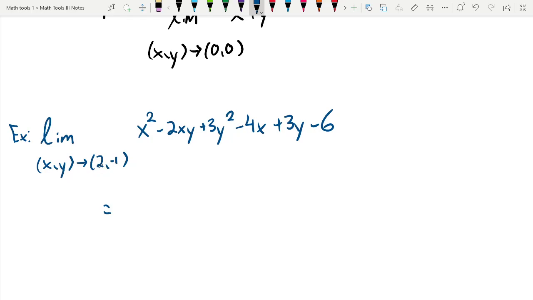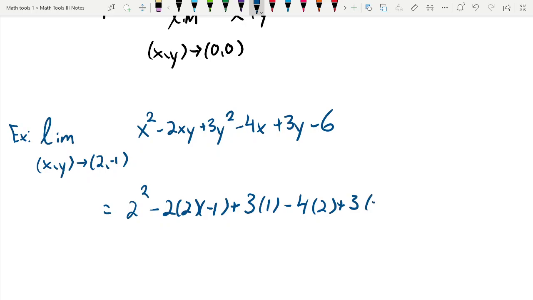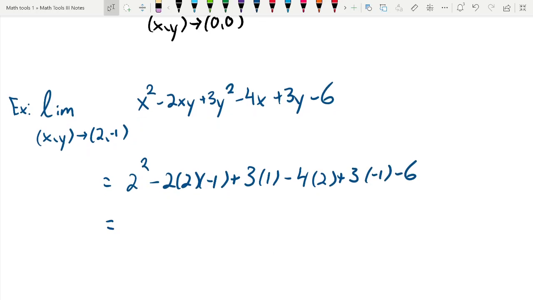So we'll just go ahead and plug in 2 for x and -1 for y, and we'll see what we get. So we get 2 squared minus 2 times -1 plus 3 times 1 minus 4 times 2 plus 3 times -1 minus 6. And now we have to do arithmetic here, which is always scary, right? So this is where we can make an easy mistake. These will cancel. -8. Looks like we're just going to end up with -6.